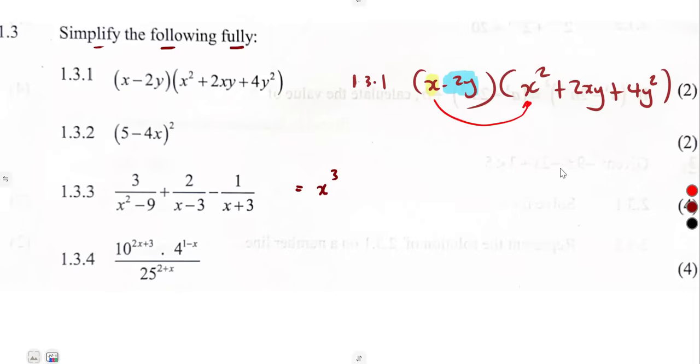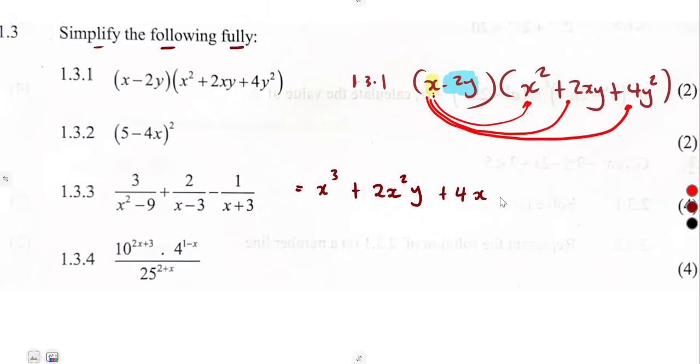X to the exponent of 3. X times 2xy. So x and x is going to give us what? X squared. So that's 2x squared y. Then x is going to multiply 4y squared. So in that order, it's going to be plus 4xy squared.